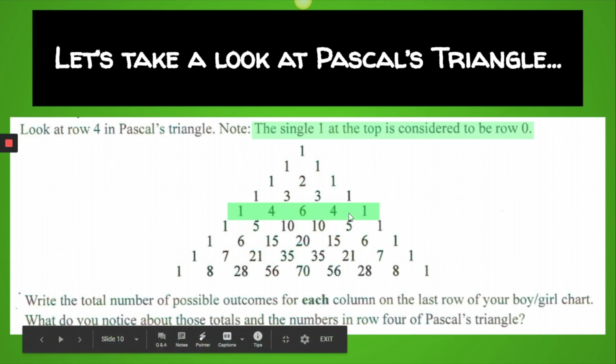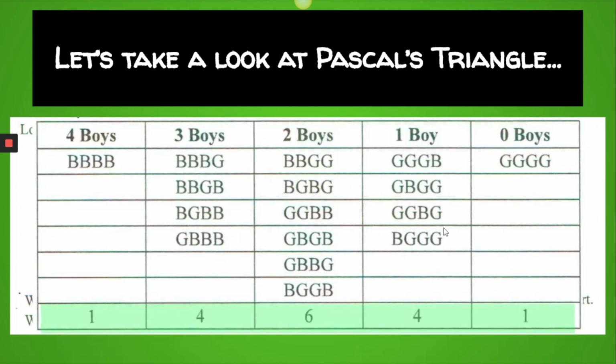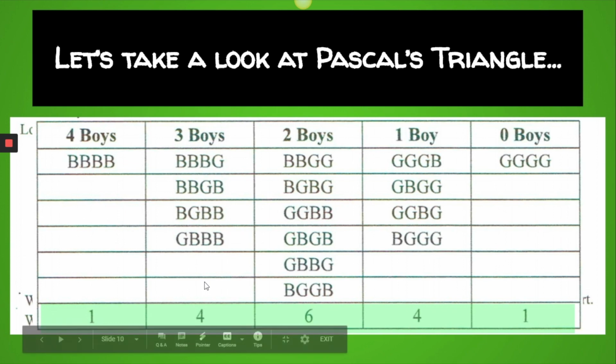So if you take a look here, these are our numbers 1, 4, 6, 4, and 1. And if we take a look back at the table, you'll see that those same numbers appear as totals for each column.